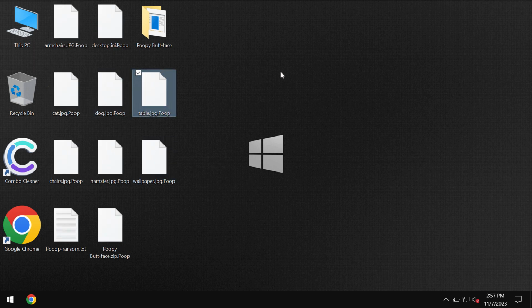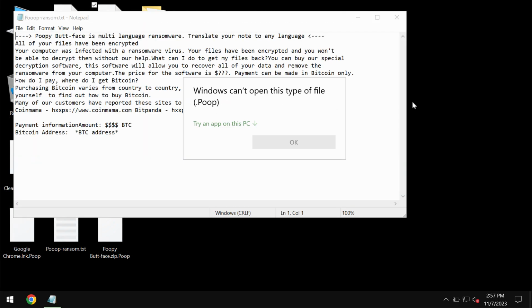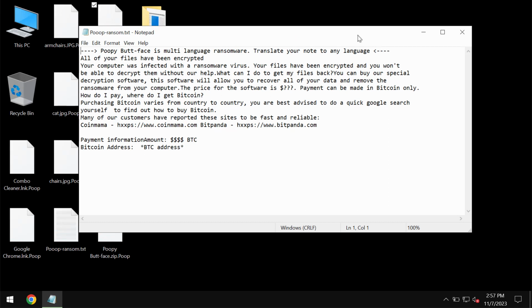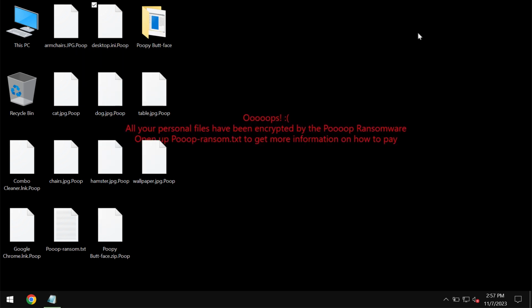The ransomware encrypts files and appends this POOP extension. It also reveals this ransom note, indicating that the ransom needs to be paid for file recovery. However, paying the ransom is not a good idea. Don't pay it. Don't waste your money.